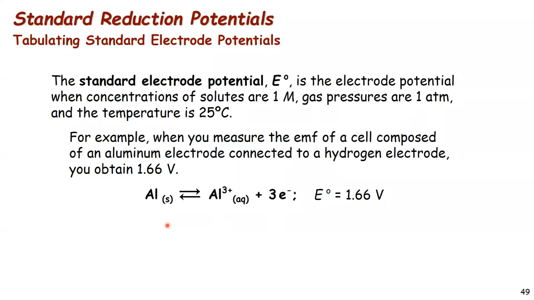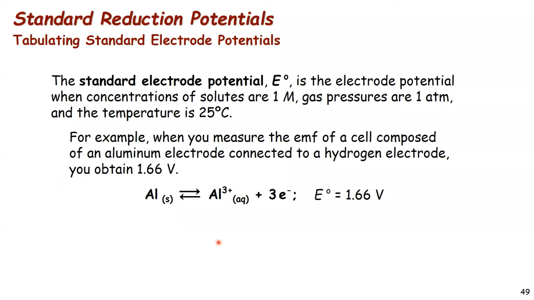Okay. Now we can see that the aluminum is going from 0 to +3, so it's being oxidized. But this is what we get when we hook it up to the hydrogen electrode. So we're going to read 1.66 volts. That tells us, so another thing that we're going to find out too, is that for these chemical reactions to be spontaneous, the overall cell potential must be positive.